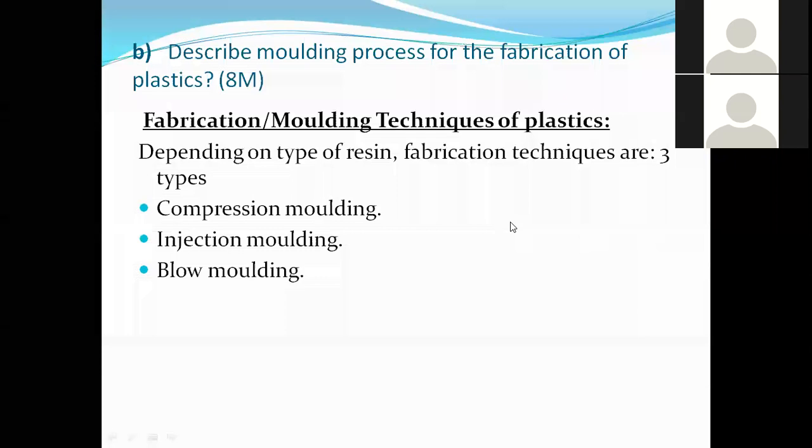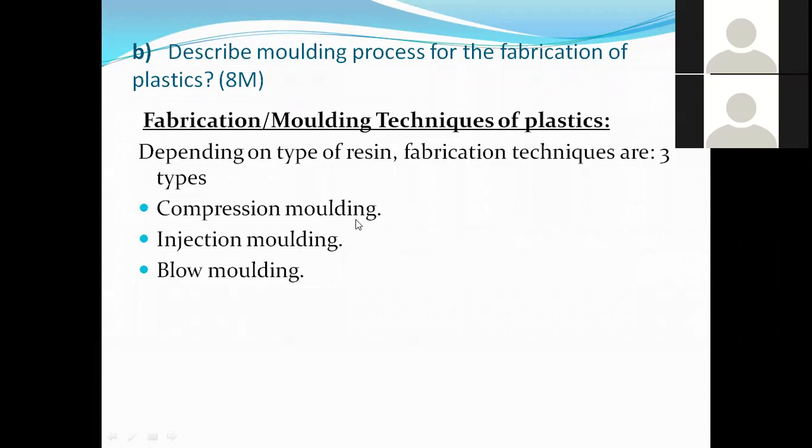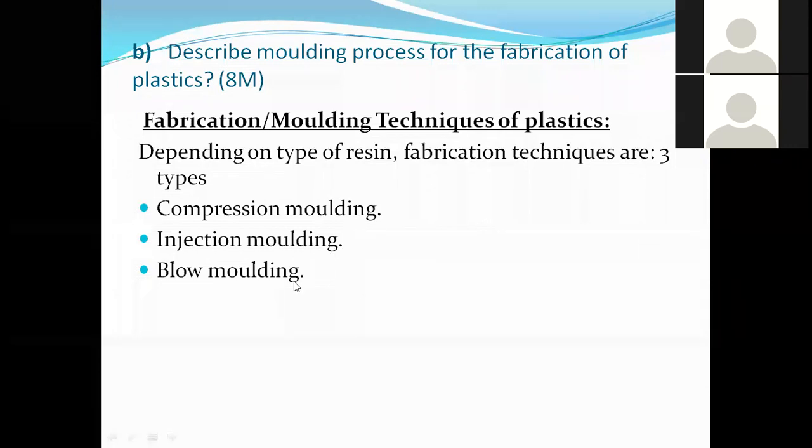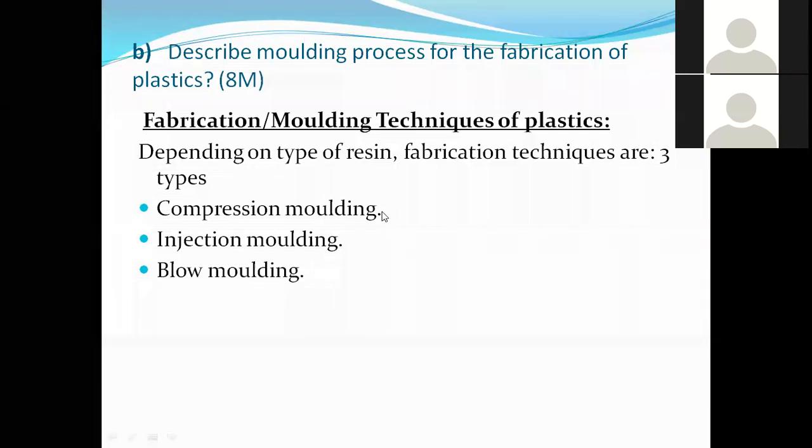Now we will have the following classification of the fabrication methods. The first one I am calling compression. The second one is known to be injection. The third one is known to be blow film molding method. I repeat: the first one is compression molding.